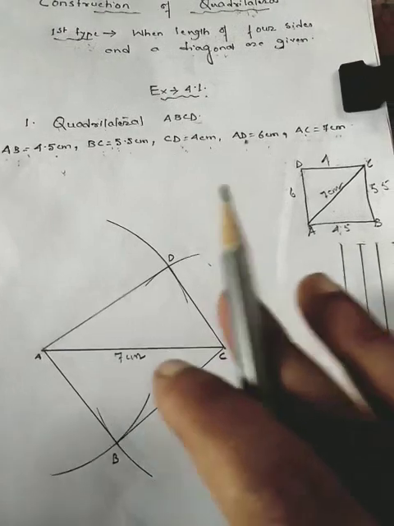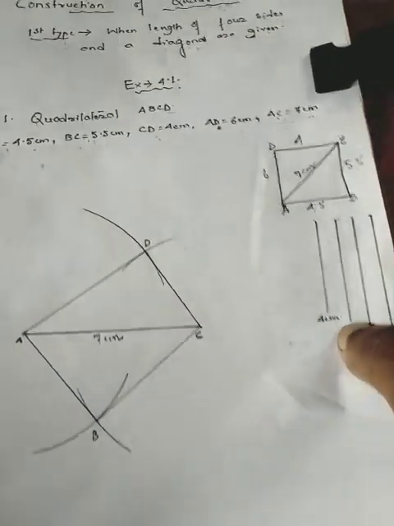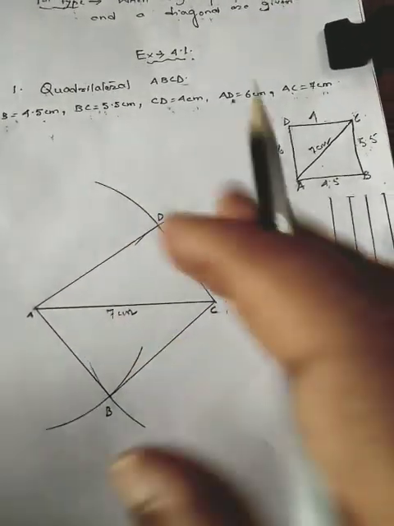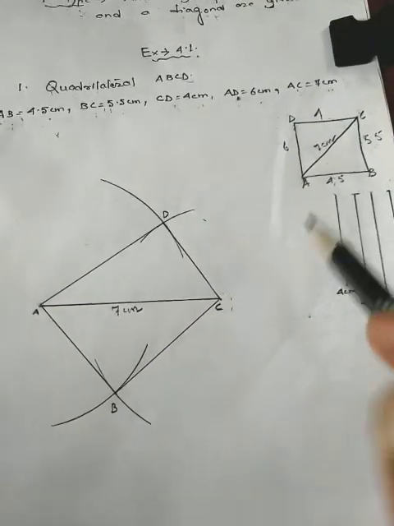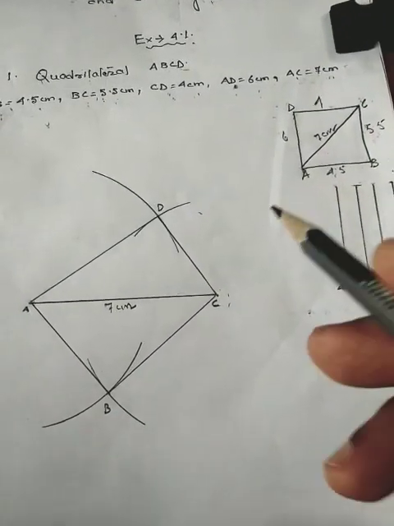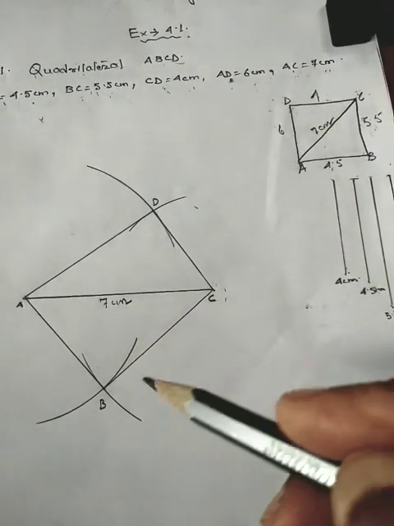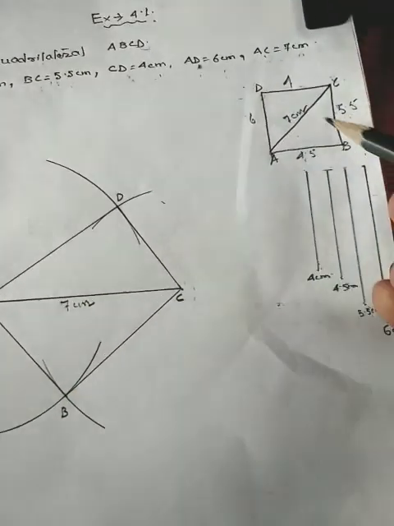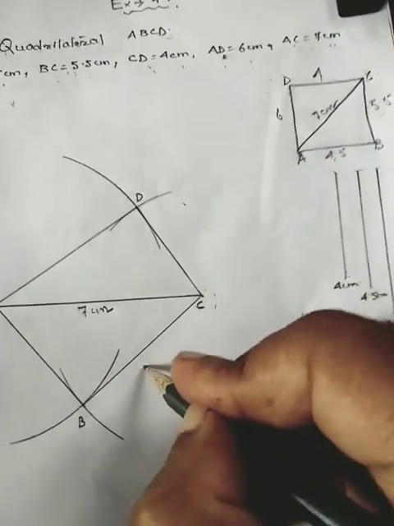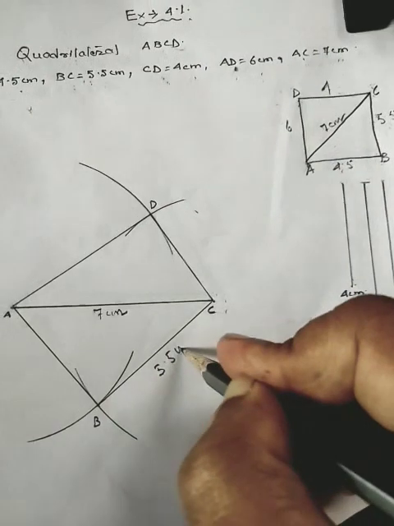Fine. But this is not the end. The main thing after this particular construction, after you have drawn the figure, the final thing that you have to do is that you have to mention all the dimensions. That is, BC is what? BC is 5.5 centimeters. Students, you have to write all this measurement. This is very, very important.